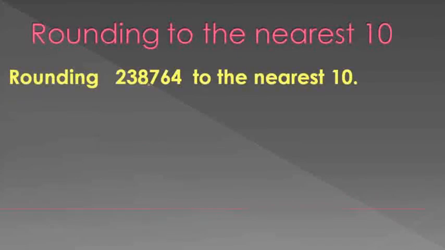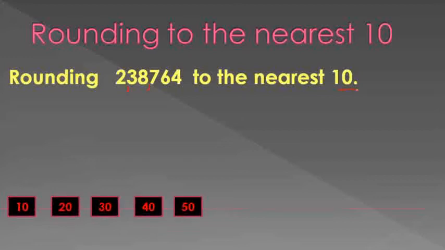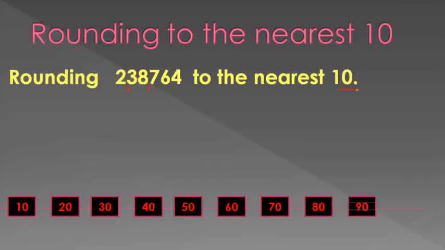This is written 2,38,764. Round it to the nearest 10. So to round to the nearest 10, we will write all the multiples of 10: 10, 20, 30, 40, 50, 60, 70, 80, 90 and then 100. Now just look at the last two digits. And why are we looking at the last two digits?